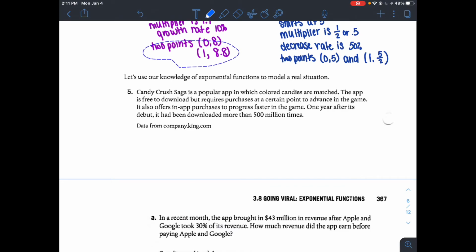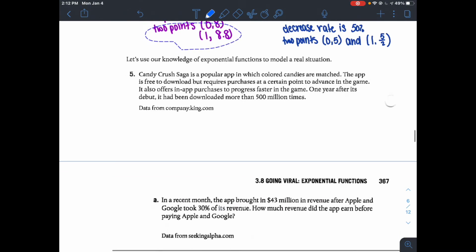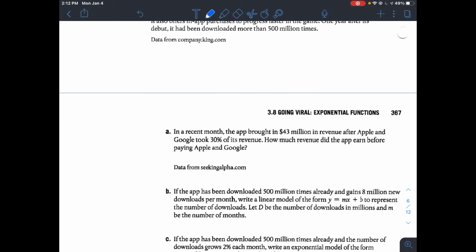So if you are wanting to cheat, you can pay your way to cheat through it. Although it's not really cheating, but I think it's cheating. I never pay for it. Anyway, 1 year after its debut, it had been downloaded more than 500 million times. If you don't believe me, you can go to company.king.com to check it out yourself.